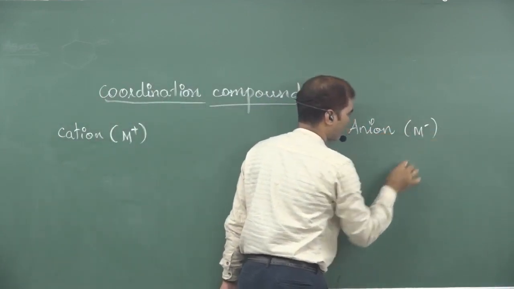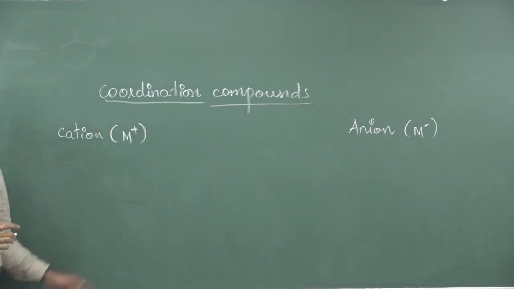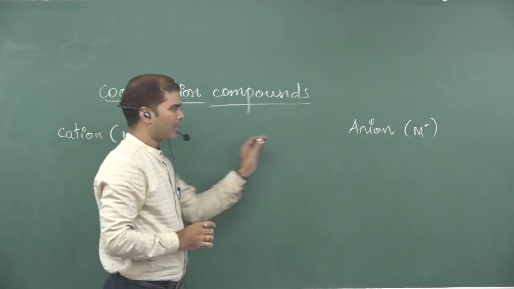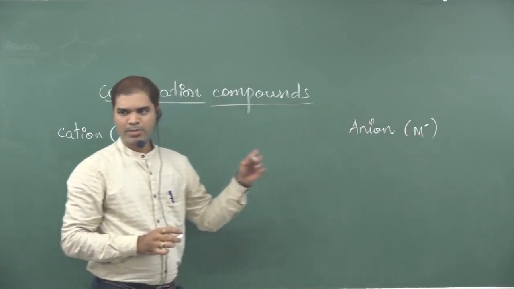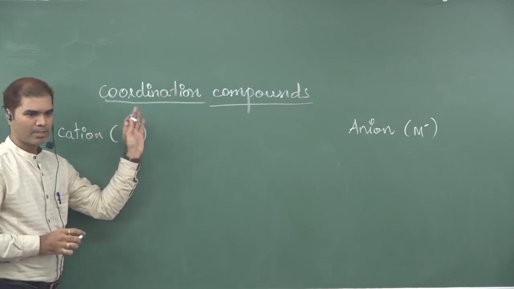We are aware of what are ions. Ions are charged species. There are two different types of ions. One we call it as a cation, the another we call it as an anion. A positively charged species we call it as a cation. Negatively charged species is called as anion.